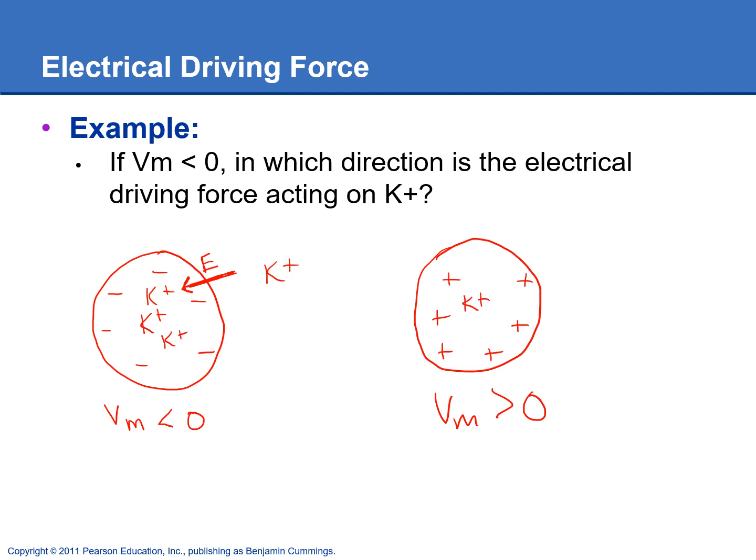Okay, and we'll draw our potassium. Remember that like charges repel each other. So the potassium that's inside the cell says, I want out of here. And the potassium that's outside says, no way, I'm going inside there. In this case, if the membrane potential were greater than 0 or positive, then the electrical driving force will be out of the cell, because those like charges repel each other. They don't want to be by each other at all.